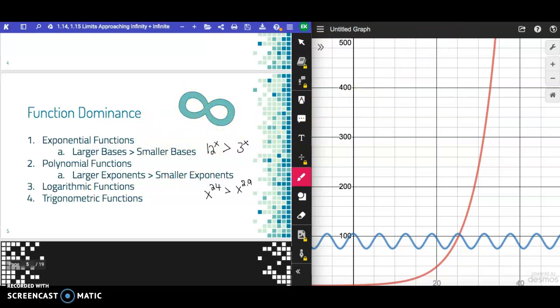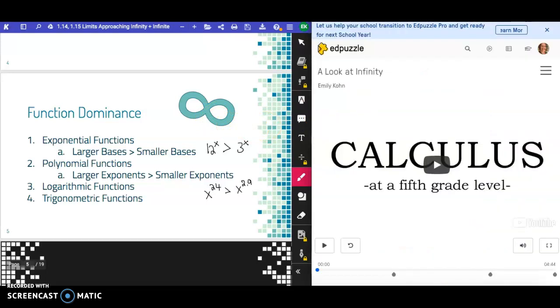an Edpuzzle that goes along with this. So I'm going to go ahead and we're just going to play through this, and then I'll talk through the answers. We won't go all the way to the end, but I'm going to play this.